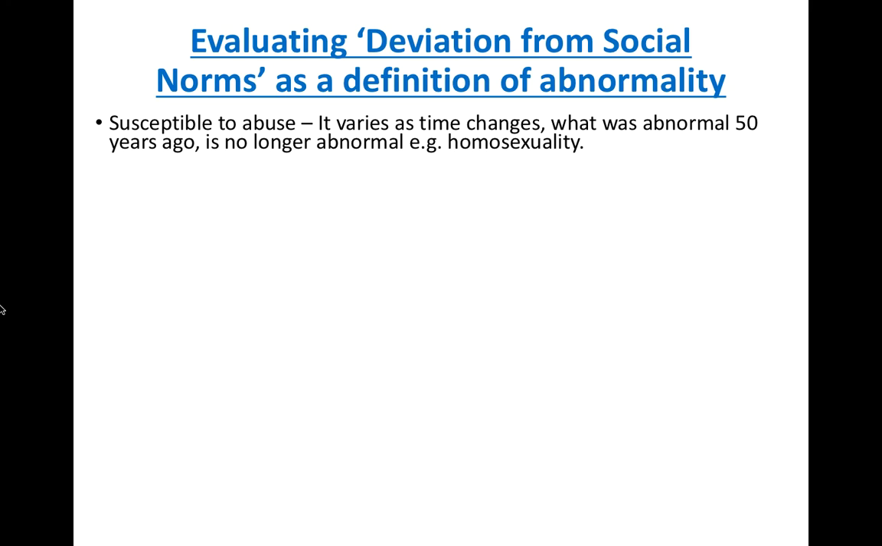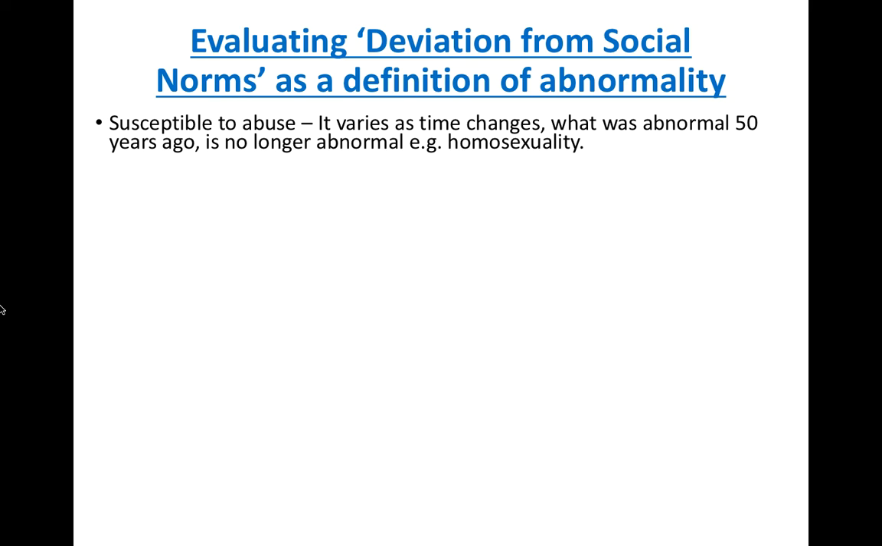Okay, so we've looked at the deviation from social norms definition. Now we need to look at some AO3 evaluation points. Now the first point to make is that it's susceptible to abuse. The main difficulty with this definition is that it varies as times change. So what is socially acceptable now may not have been in the past, say 50 years ago. For example, today homosexuality is acceptable, but in the past it was included under sexual and gender identity disorders.